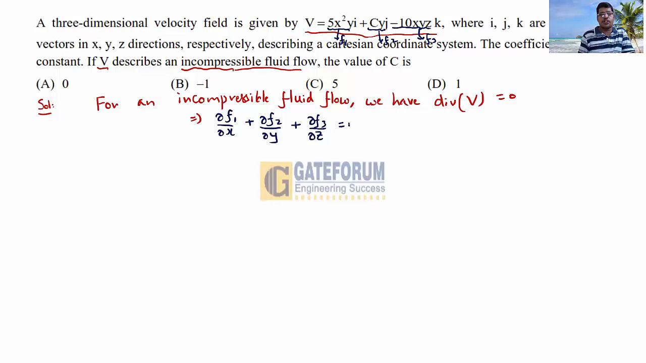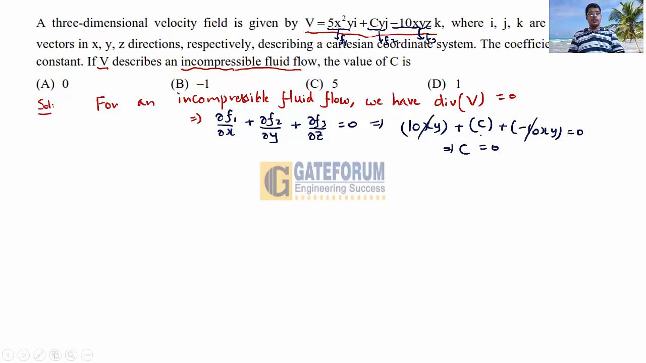All first order partial derivatives, which implies 5x square y with respect to x partially derivative, y is constant, is 10xy, plus cy with respect to y derivative, c is a constant, you will be getting capital C, y derivative is 1, plus minus 10xyz with respect to z partially gives minus 10xy, is equal to 0. So plus 10xy minus 10xy got cancelled, you will be getting C is equal to 0. So the answer is 0. Accordingly, the option is A. This is the end of the question.